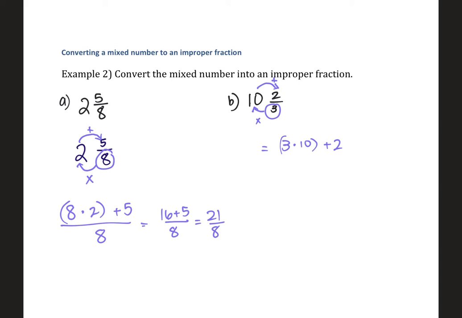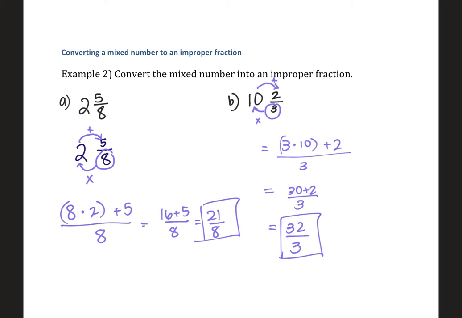3 times 10, 8 times 2. Over, same denominator, 30 plus 2 over 3, which is just 32 over 3. So that is converting from mixed number to improper fraction.